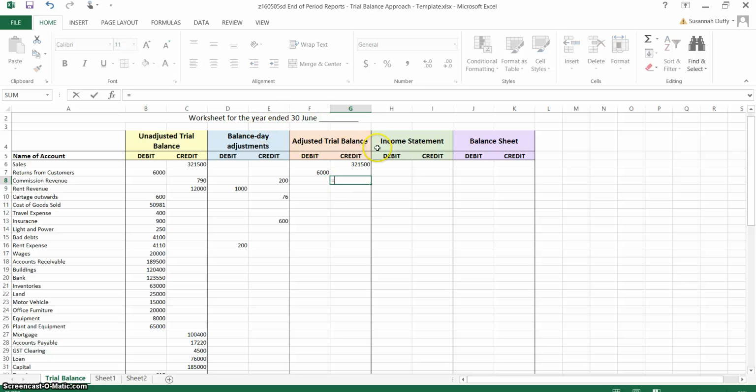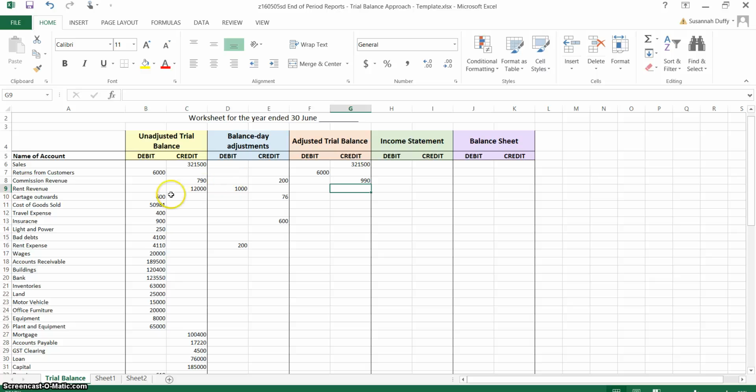If, for example, we look at our commission revenue, we had a credit of $790 originally, but then we've also credited it when we did our balance day adjustments. So 2 credits means we add them together, giving us a final balance of $990.